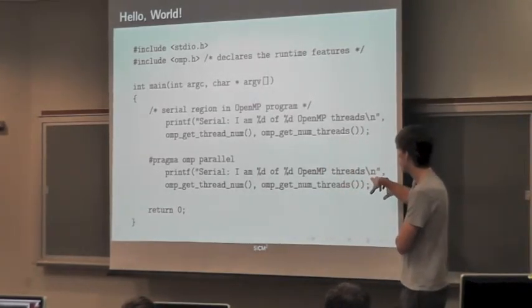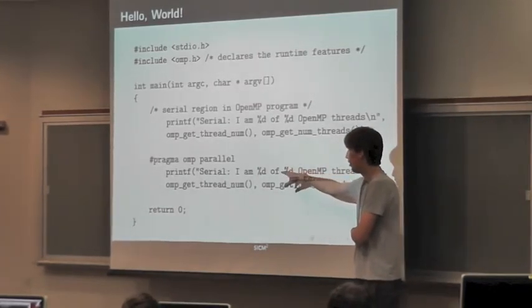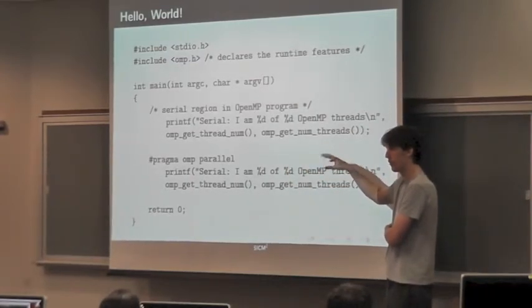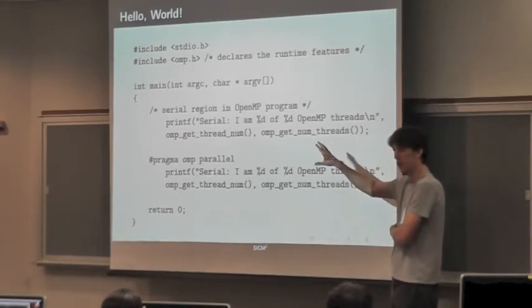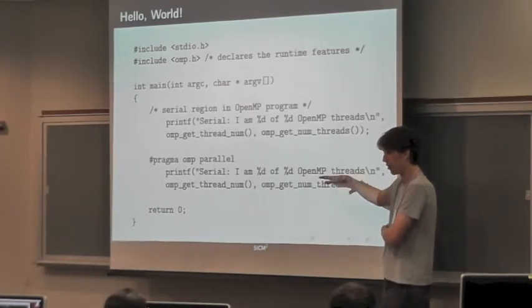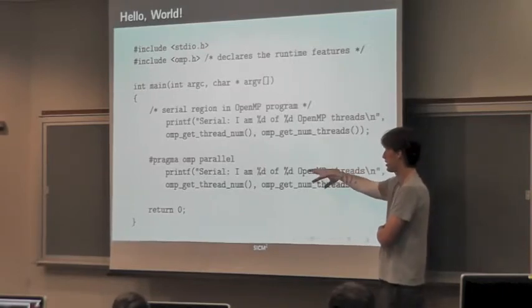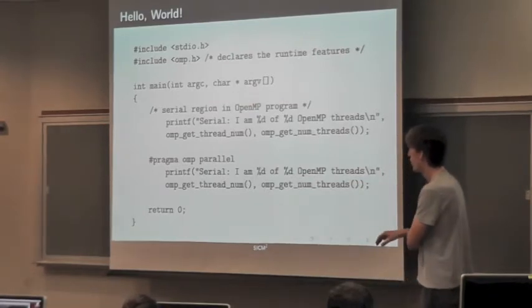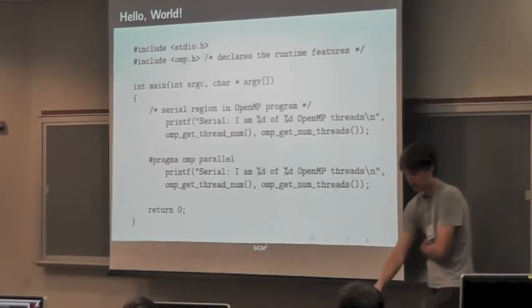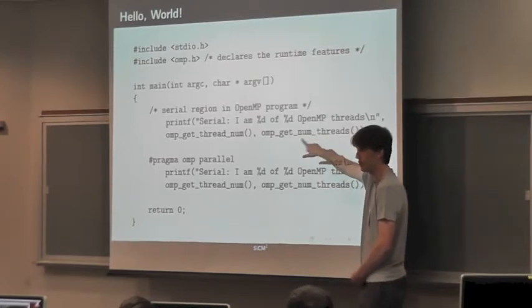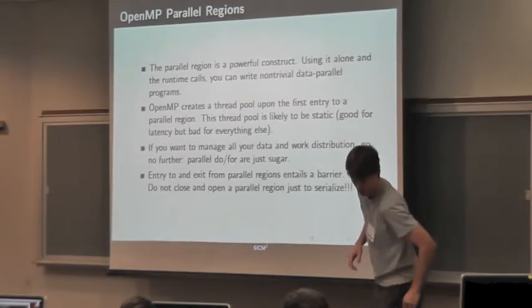What do you see? You see I am 0 of, on my machine it's 8, I have 0 of 8, 1 of 8, 2 of 8, 3 of 8, 4, you see 8 lines for all the threads reporting back. And of course, they aren't ordered because there's no construct in this parallel region that says they should be ordered, okay? So the interesting thing about this is it creates a thread pool, and now you can know how many threads you have and which thread you are.